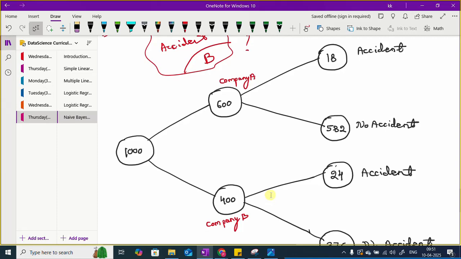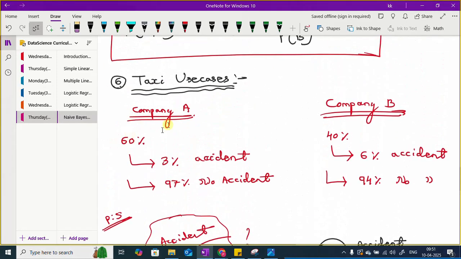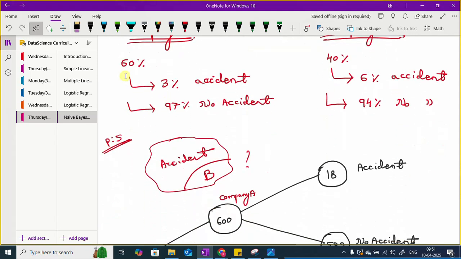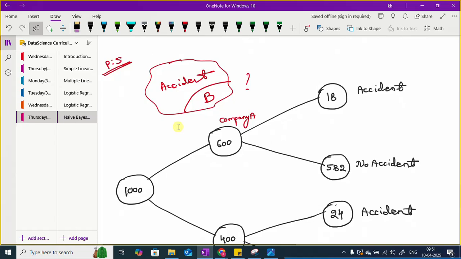Fine. Now, let me give some more information, whatever we have discussed as part of the theoretical classes. As is given in the question, 60% of taxis belong to company A, that is percentage. Now, if I ask you the probability of a taxi belonging to company A, can I write it? Let me use a different color. Probability of taxi A. So now, out of 1,000 taxis, 600 taxis belong to company A only.